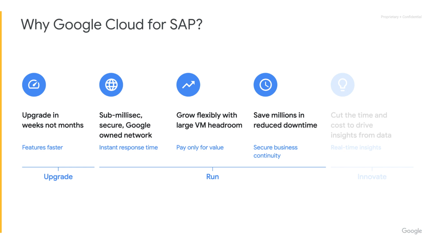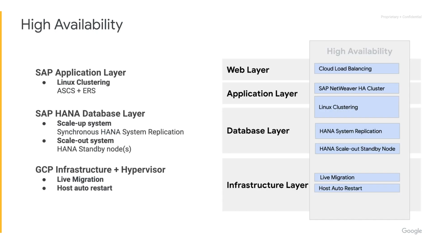So we talked about how we upgrade and how we grow, but now what we want to do is look at how we can reduce downtime and how we can secure business continuity while we are in the cloud. Very briefly, we have 3 levels of high availability. One is on the infrastructure layer, and this is completely managed by Google. So you don't have to do anything to make sure that your infrastructure is highly available. And we offer a no cost, no configuration live migration and host auto restart on top of your infrastructure.